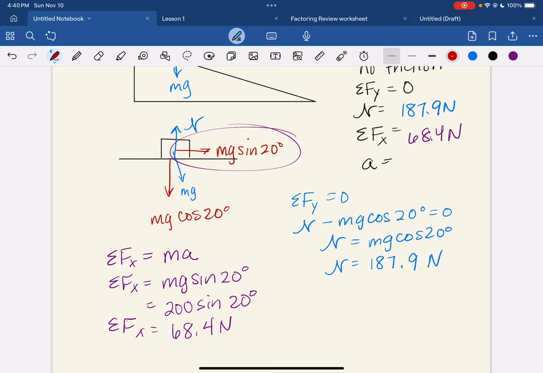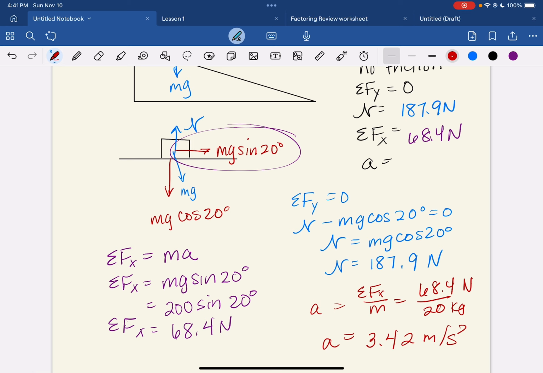Then to find my acceleration, it's the force in that direction divided by the mass. So 68.4 divided by 20 kilograms gives me an acceleration of 3.42 meters per second squared.